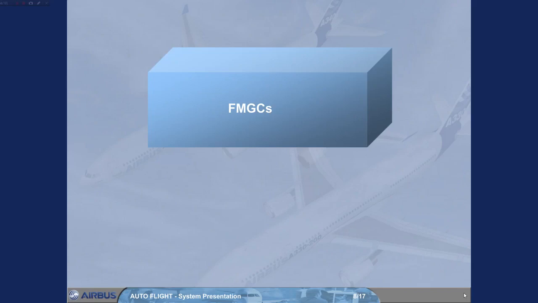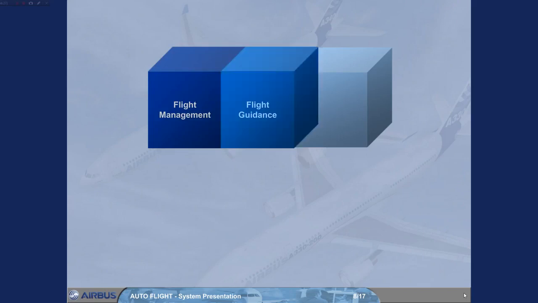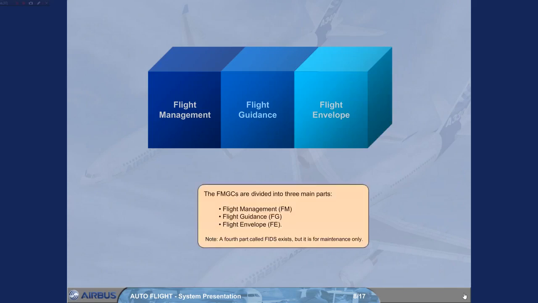The FMGCs are divided into three main parts: Flight Management, FM, Flight Guidance, FG, and Flight Envelope, FE. Note: a fourth part called FIDS exists, but it is for maintenance only.